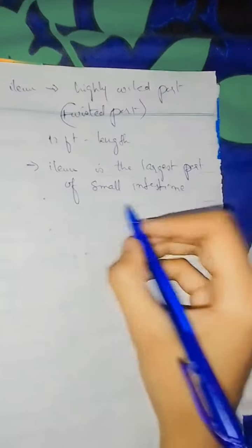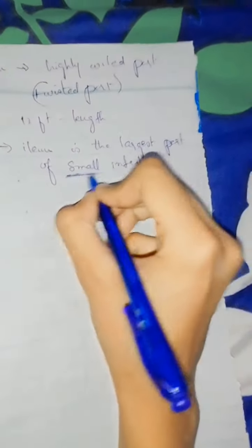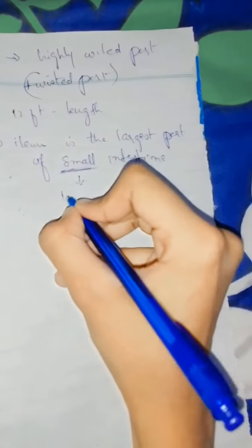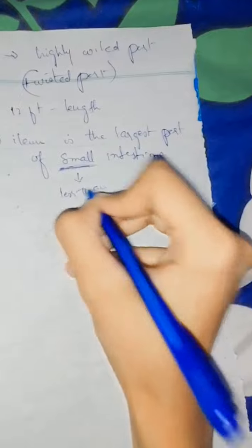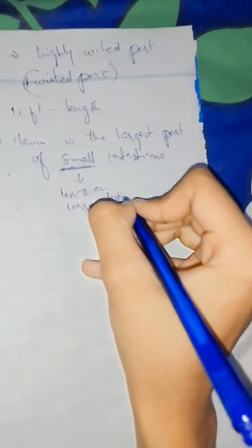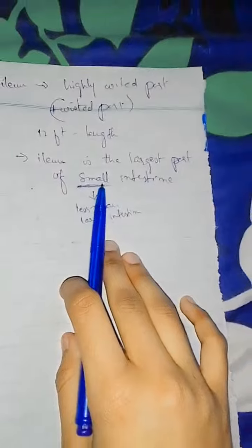Why do we call it the small intestine? Because its diameter is less than the diameter of the large intestine. In length, the small intestine is longer than the large intestine, but we consider the diameter, and since the diameter of the small intestine is smaller, it is called the small intestine.